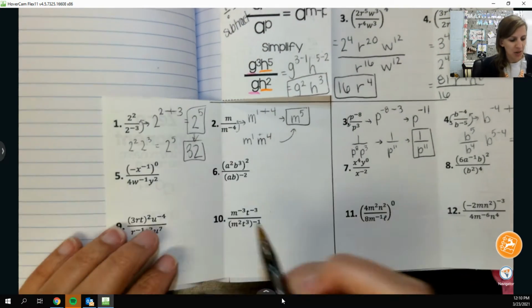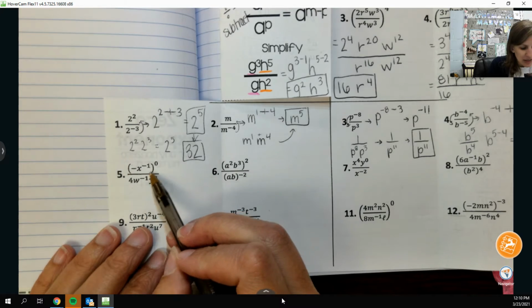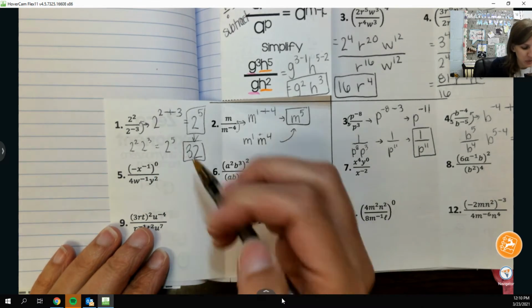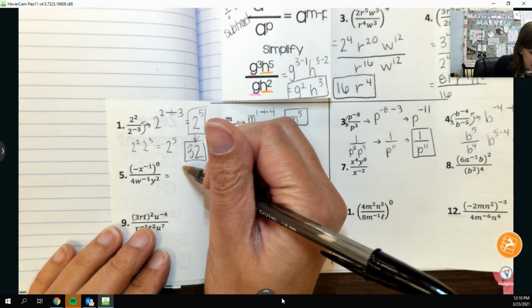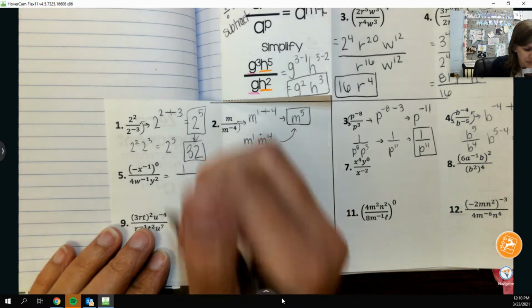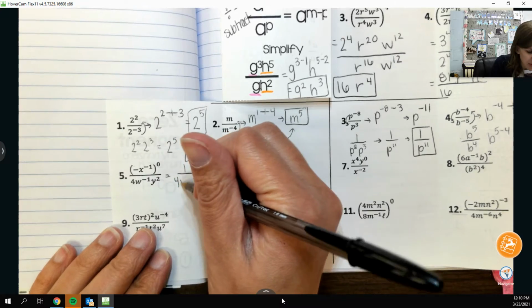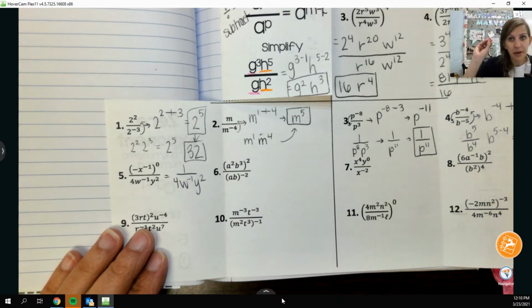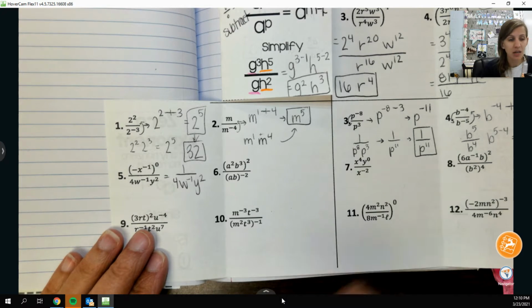Alrighty, moving right along. Now, this whole set of parentheses here is to the 0 power. Anything to the 0 power is 1. So really, this first simplifies to 1 on top, and then on the bottom, I still have all this stuff. Anything to the 0 power is simply 1. Totally gone. It's just 1.